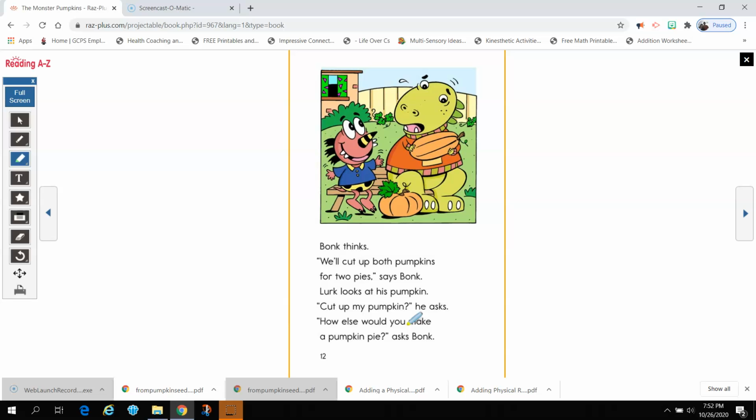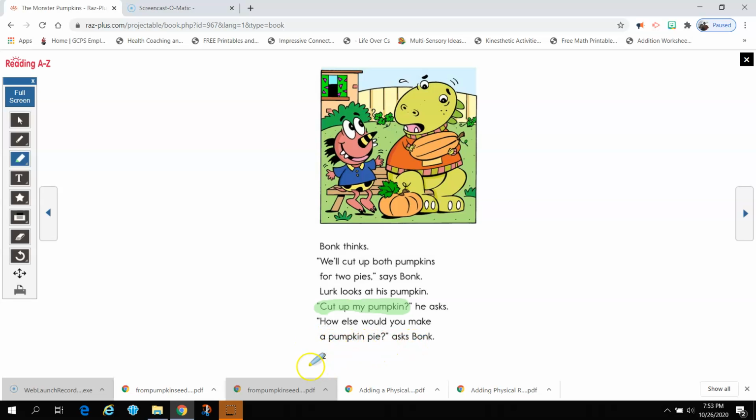Whenever you see the word "he," you have to go back to see the last name that you read, and that was Lurk. So right here is this question. And this is a very important question for this story and to understand the story. It says, "Cut up my pumpkin?" Lurk asked. If I look at the picture and I look here, how is Lurk feeling? Do you think he wants to cut up his pumpkin? I don't think so.